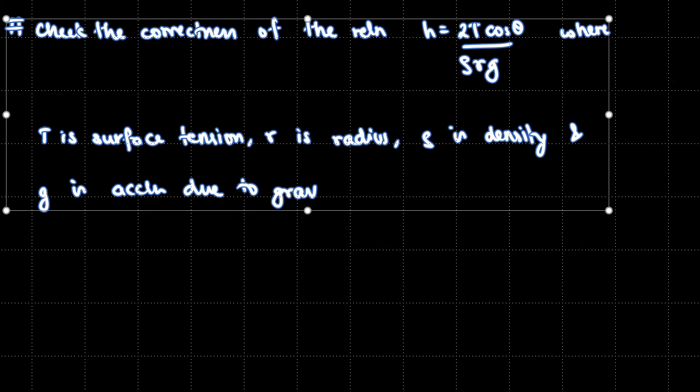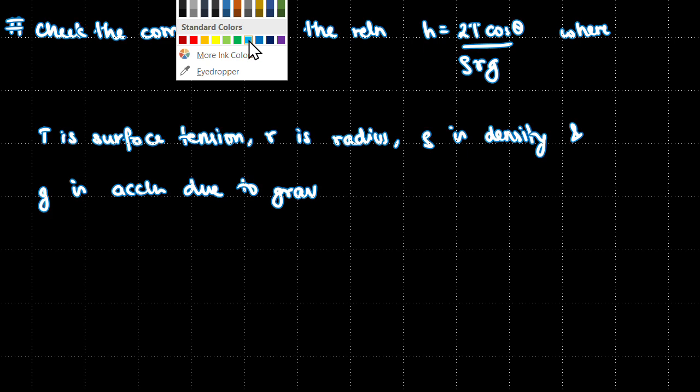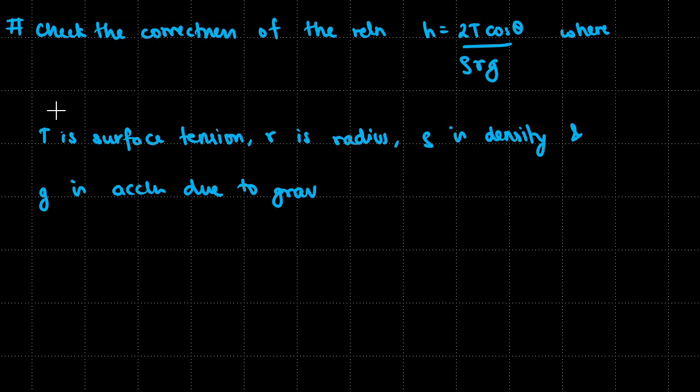First of all, let's change the color because I accidentally put the wrong color. This is our blue. So now let's solve the question. Also, h here is height. So h is height, T is the surface tension, r is the radius, rho is the density, g is the acceleration due to gravity. Cos theta is a trigonometric function, 2 is a number. So now let's solve it.